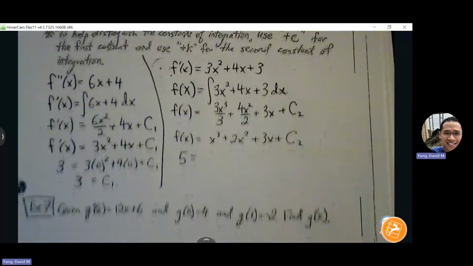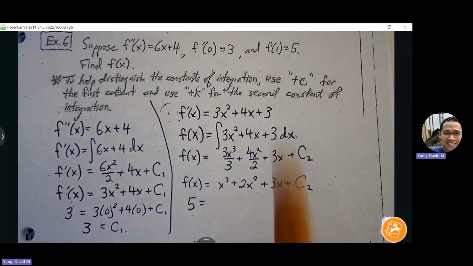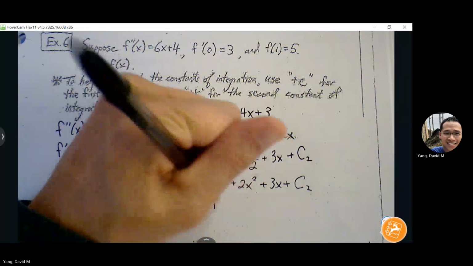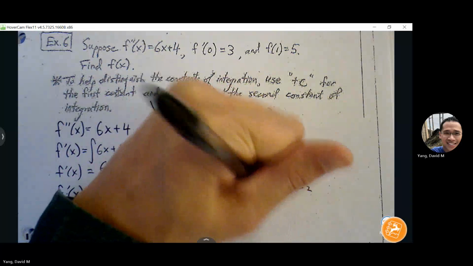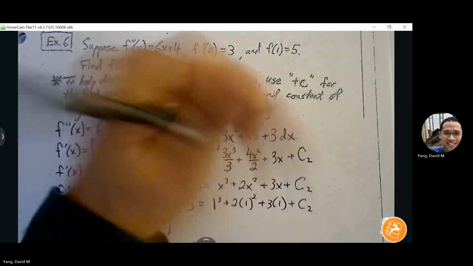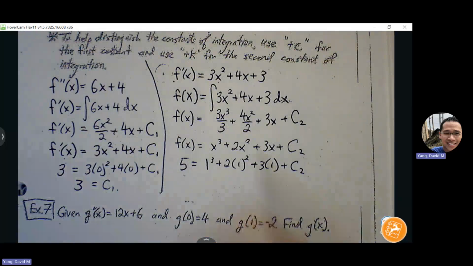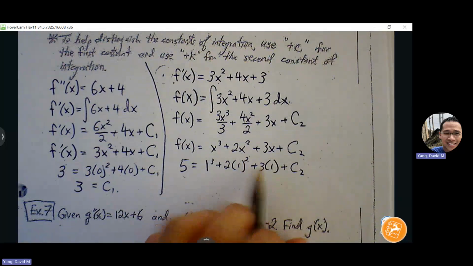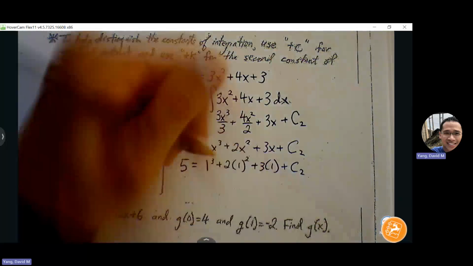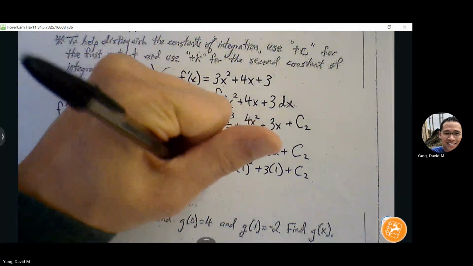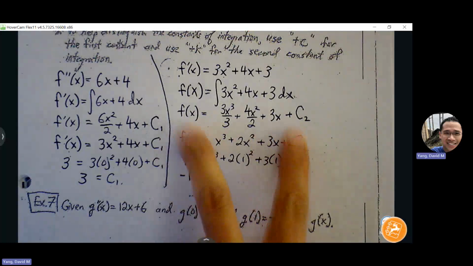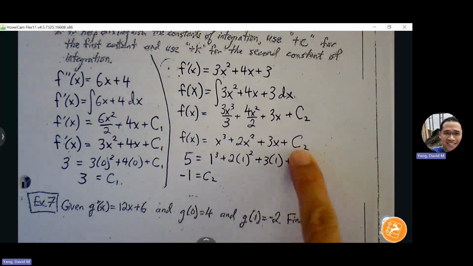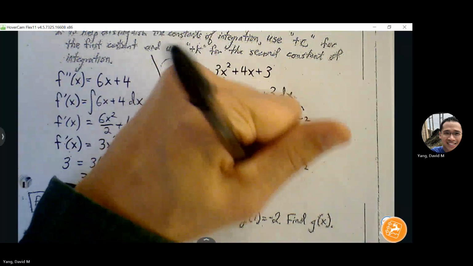All right, good. So 5 is equal to, replace every x with 1. Clean all that up. 1 plus 2 is 3. 3 plus 3 is 6. 5 minus 6 is -1. So now I'm just going to rewrite my function f of x and replace c sub 2 with -1, and that's my final step.